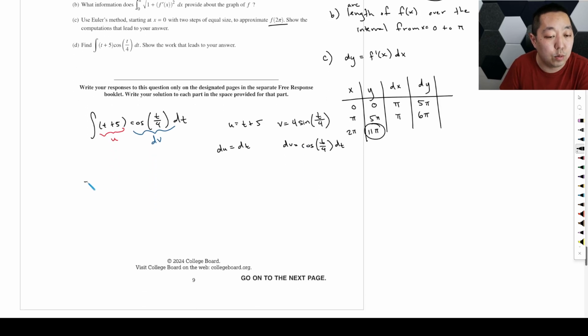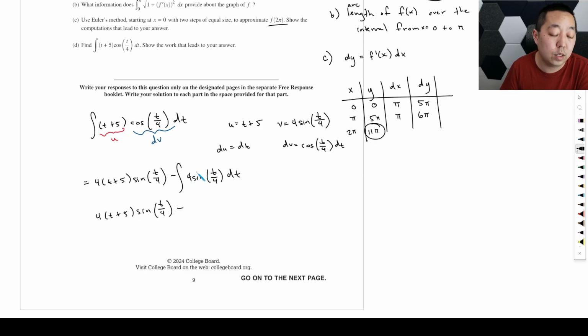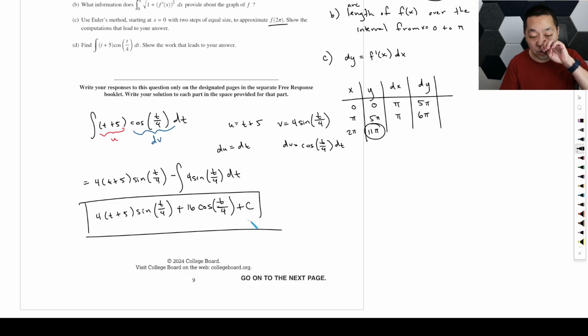So then this is going to equal uv, 4 times t plus 5 times sine of t over 4, minus the integral of v du, 4 sine of t over 4 dt. That's going to be 4 times t plus 5 sine of t over 4, minus, it would be 16 cosine. The derivative of cosine is going to be negative, so I want to make this positive 16 cosine of t over 4, and that will be my answer. Oh, don't forget a plus c. I'm going to lose a point for not having the plus c.